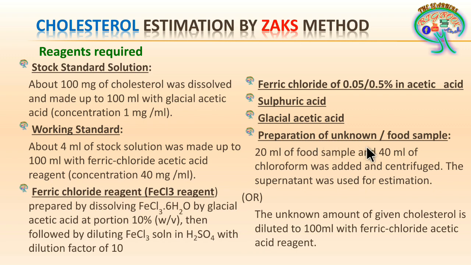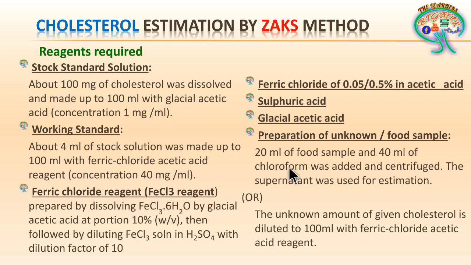Now, preparation of the unknown or food sample. Here you can take either an unknown sample or any food sample. So here you are taking the food sample for the cholesterol estimation. You are going to take 20 ml of the food sample, 40 ml of chloroform is added, and it is centrifuged. The supernatant is used for estimation.